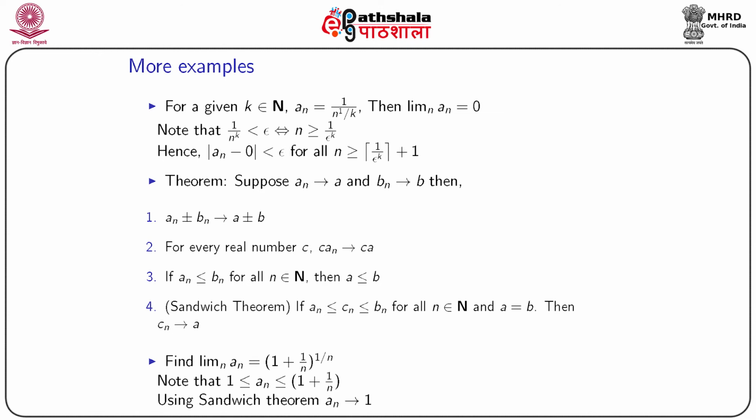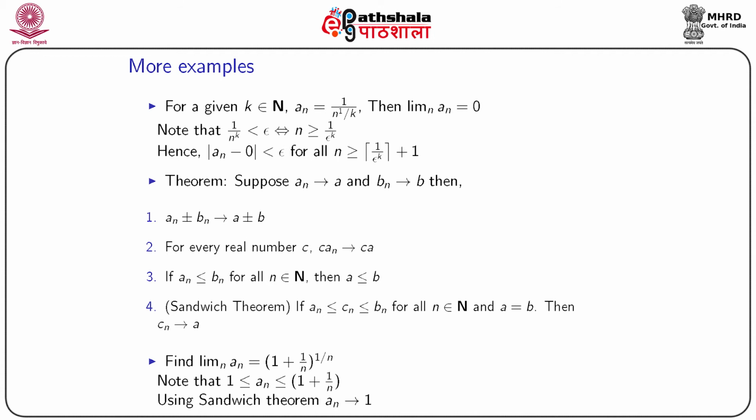Now we'll focus on some important theorems when you have more than one sequence. So suppose I have only two sequences, a_n and b_n. a_n converges to a and b_n converges to b. Now the question is: what will happen to the sequence a_n plus b_n or a_n minus b_n?